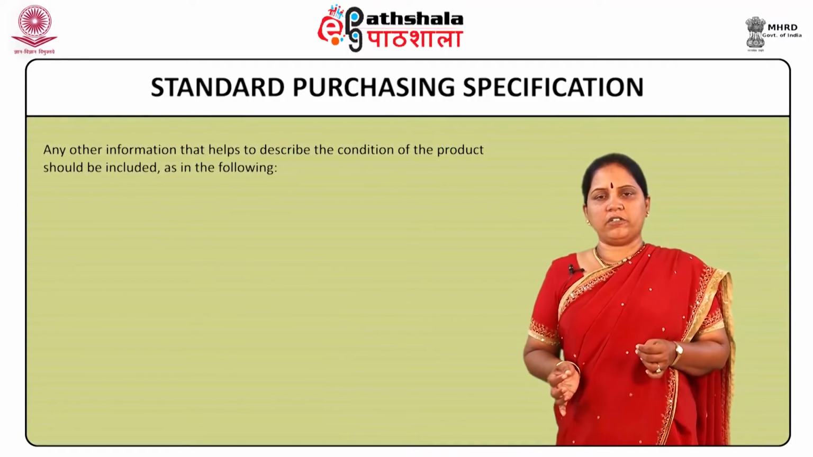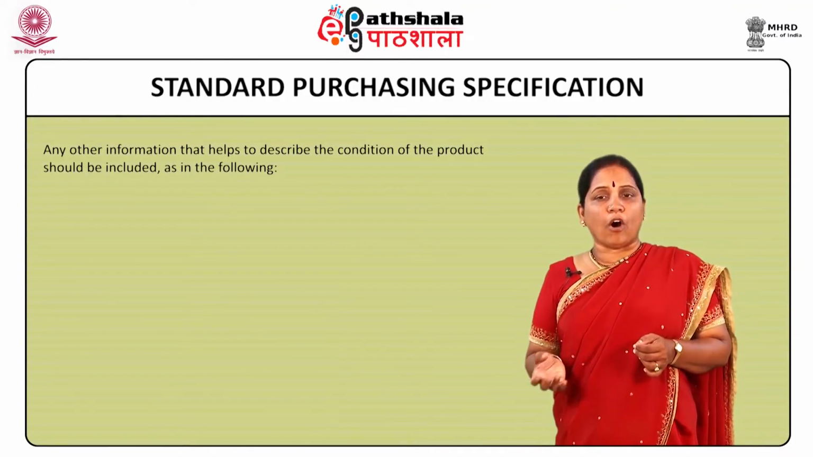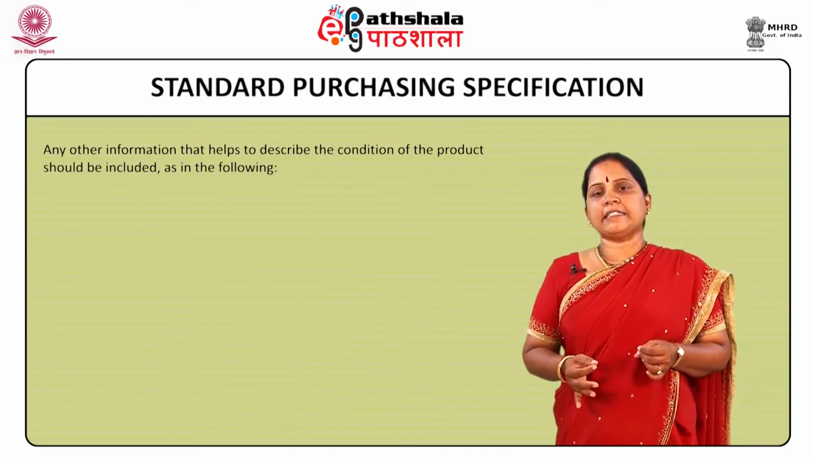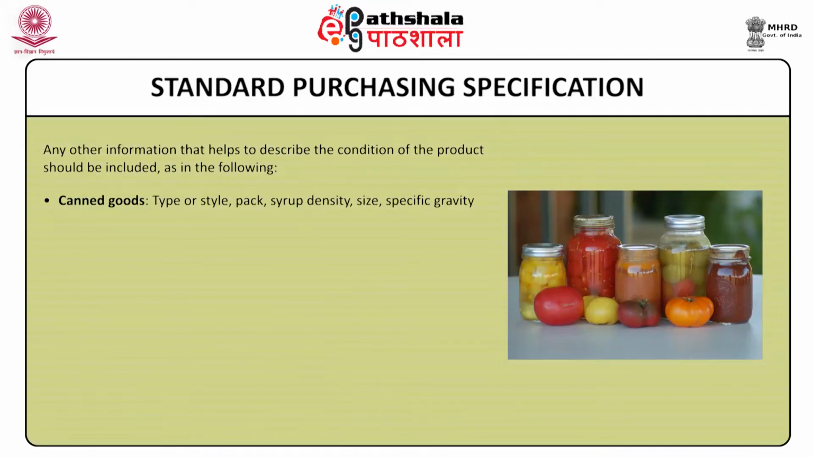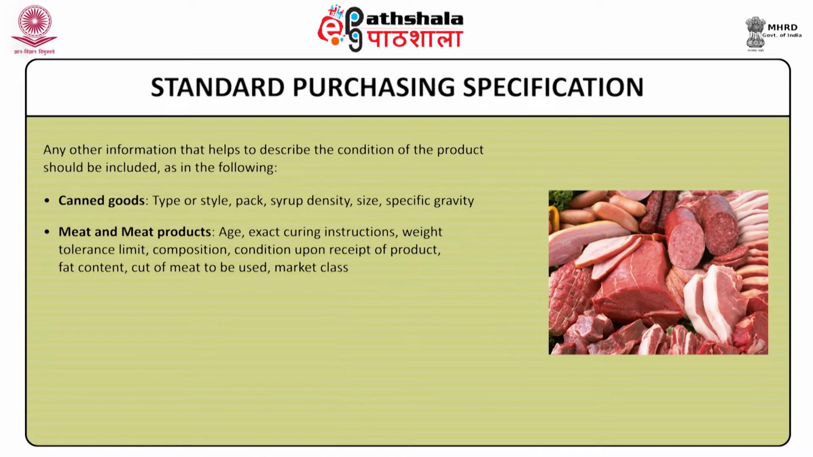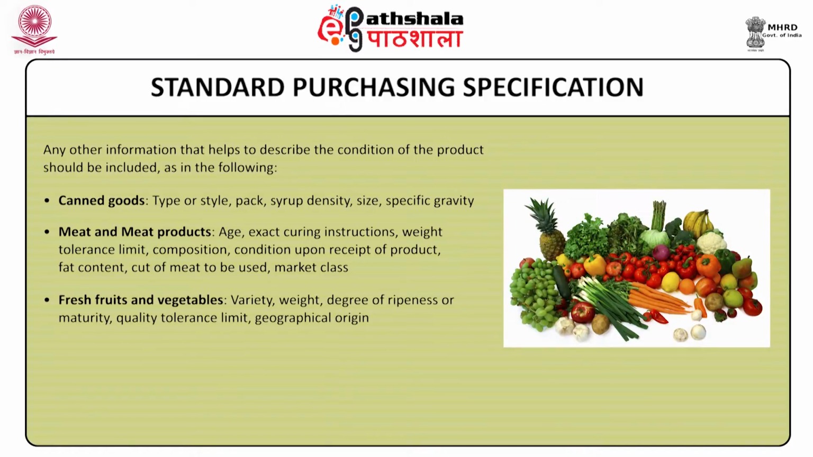Any other information that helps to describe the condition of the product should be included as in the following. For canned goods: type or style, pack, syrup density, size and specific gravity. Meat and meat products: age, exact curing instructions, weight tolerance limit, composition, condition upon receipt of product, fat content, cut of meat to be used and market class. Fresh fruits and vegetables: variety, weight, degree of ripeness or maturity, quality tolerance limit and geographical origin.